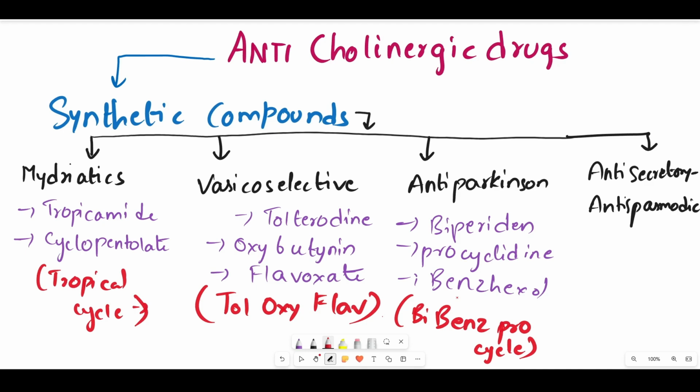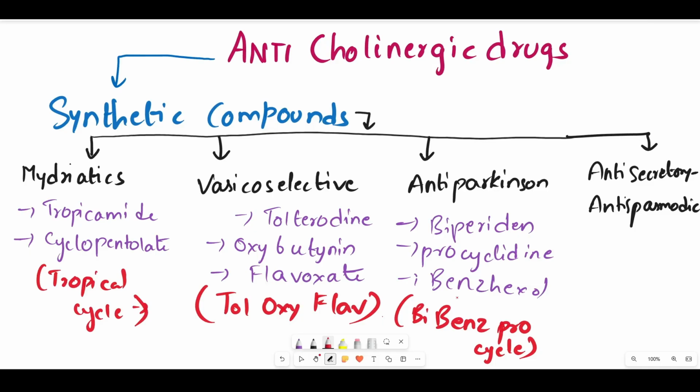Vesicoselective drugs can be remembered by "tol oxyflav", where tol means tolterodine, oxy means oxybutynin, flav means flavoxate. Tolterodine, oxybutynin, flavoxate are coming under vesicoselective. And the third class is anti-Parkinson. To remember the drugs under this, just remember "bi-benz procycle", where bi means biperiden, benz means benzhexol, procycle means procyclidine.